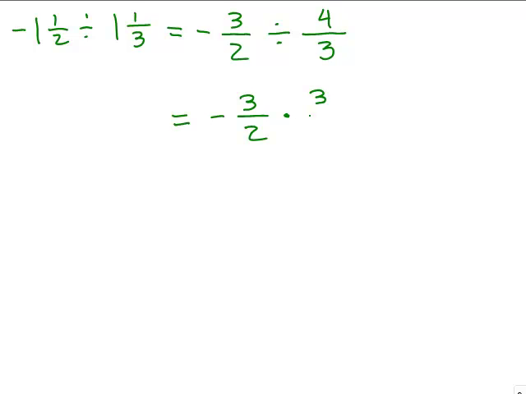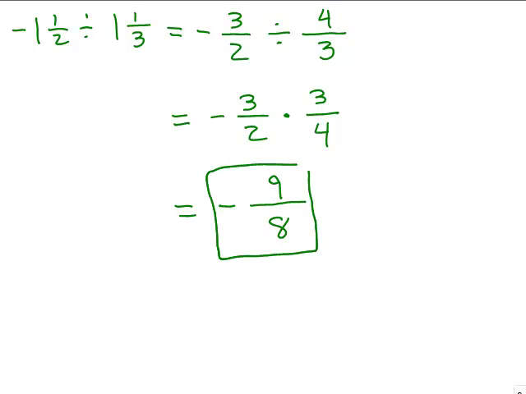So notice nothing cancels. We have a negative times a positive, so will our answer be positive or negative? It'll be negative. And if we multiply across the numerator, 3 times 3 is 9, and 2 times 4 is 8. So that's our answer. That's a perfectly good answer. Or you can write the negative and change this 9/8 to a mixed number by doing 9 divided by 8, so that would be 1 and 1/8. So both of those are correct answers.